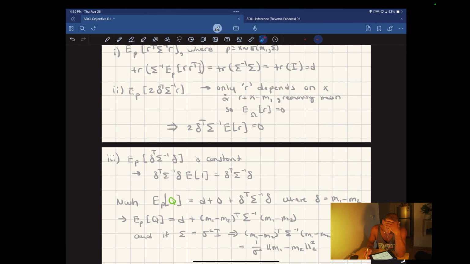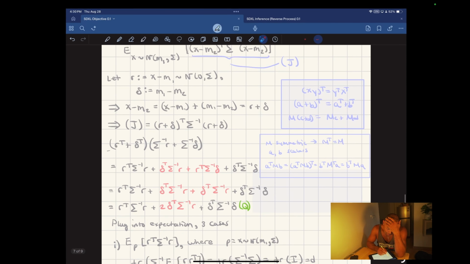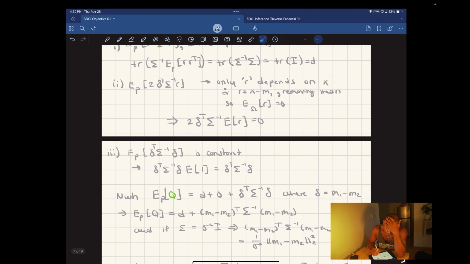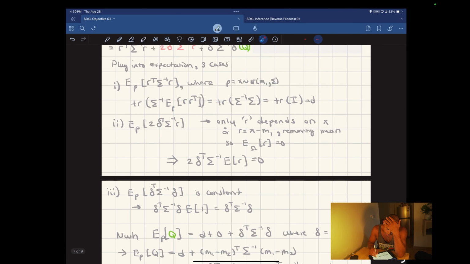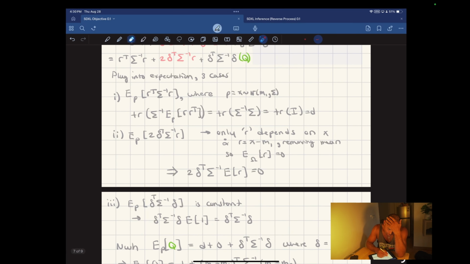Now we look at the second term, the expectation of this term, and R is the only variable here that depends on X, right? And this expectation is X under P, right? So we bring everything outside of it except for R. What is the value of R? R is X minus M1, right? If this distribution is under, this is P.